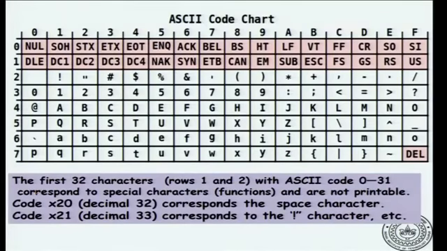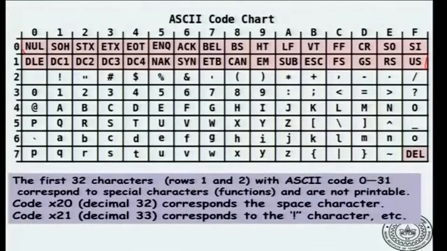Now here is the structure of the ASCII code set that you use in C. The first 32 characters, basically from 00 hexadecimal to 1F hexadecimal, which are shaded, are what are known as special characters, and they are not printable. They are required by the computer for certain special purposes.